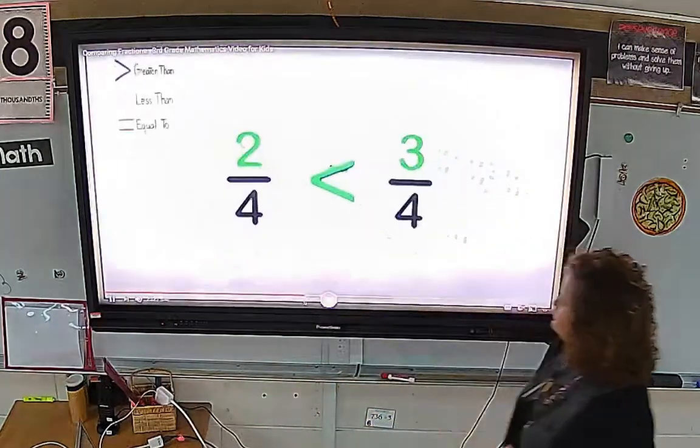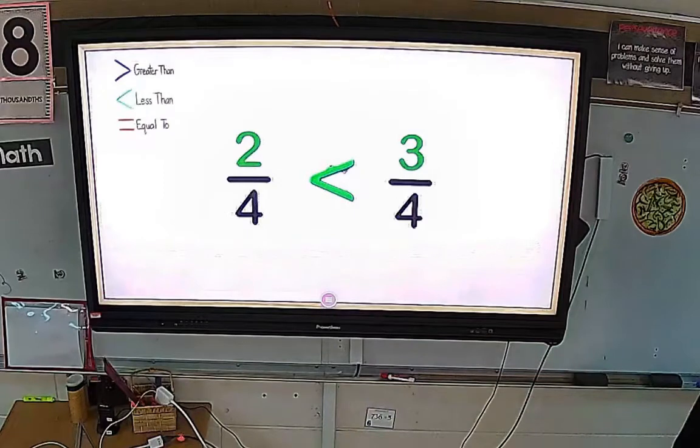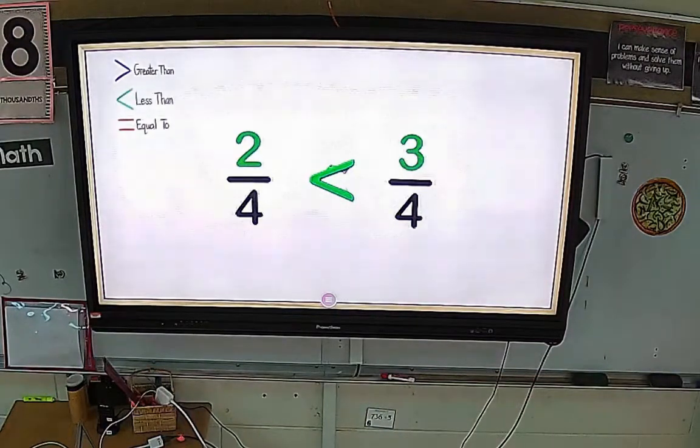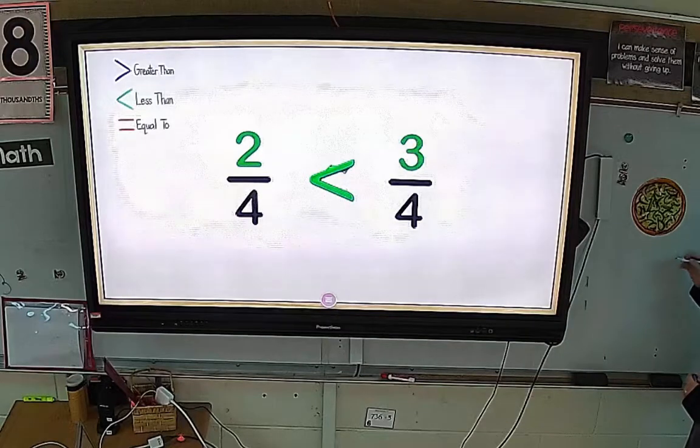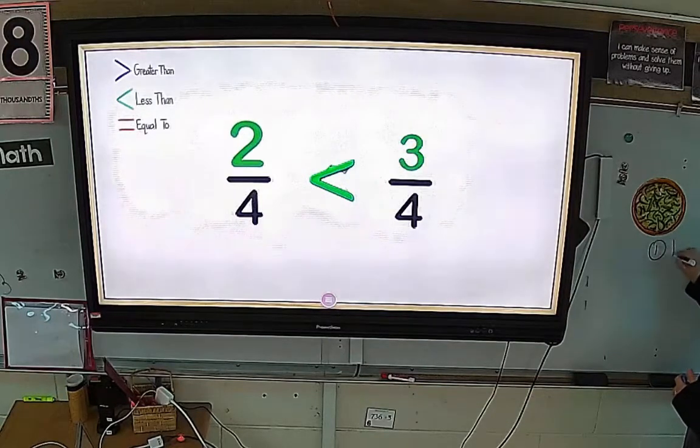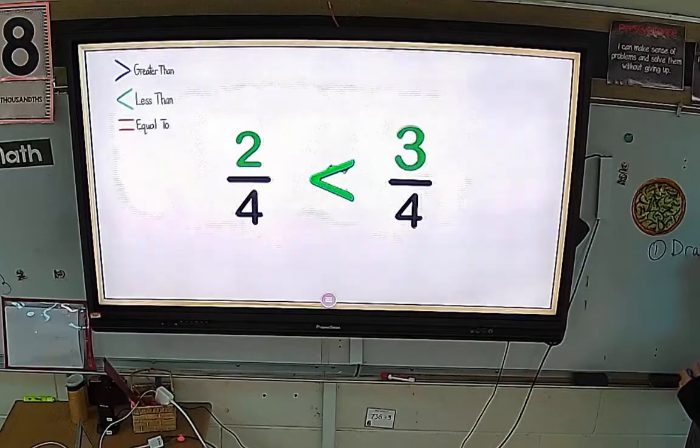Now another way we could have compared these 2 fractions is by noting that the denominator is the same in both fractions. Both fractions have 4 total parts. This means that we can look at the numerator, and the bigger the number means that fraction is bigger. The numerator on the left is 2, and the numerator on the right is 3. 3 is bigger than 2, so we know 3/4 is bigger than 2/4.